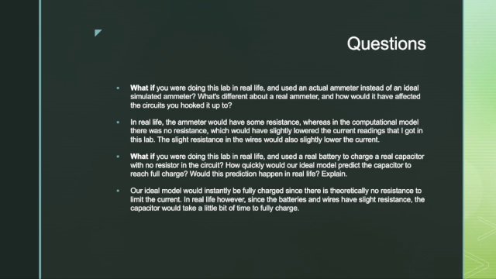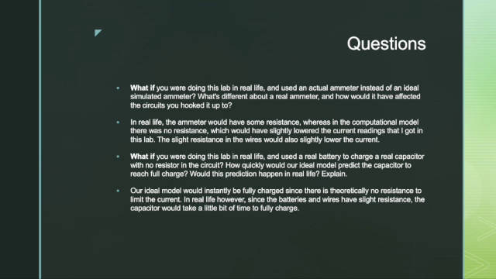Finally, some questions. What if you were to do this lab in real life and used an actual ammeter instead of an ideal simulated ammeter? What's different about a real ammeter, and how would it have affected the circuits you hooked up to it? In real life, the ammeter would have some resistance, whereas in this computational model, there was no resistance, which would have slightly lowered the current readings that I got in this lab. The slight resistance in the wires would also slightly lower the current.